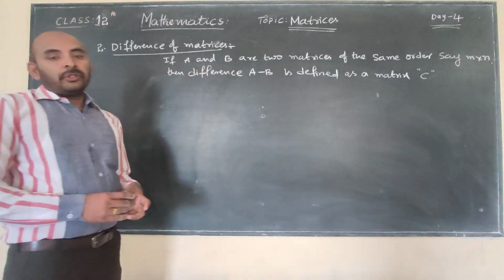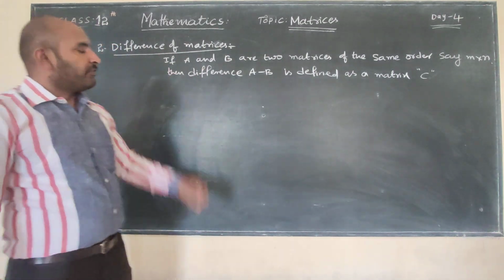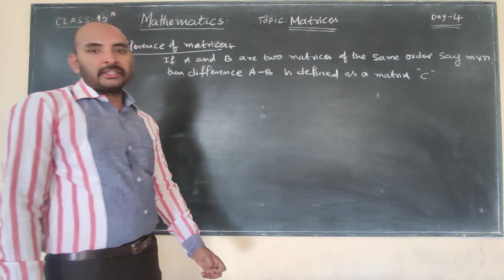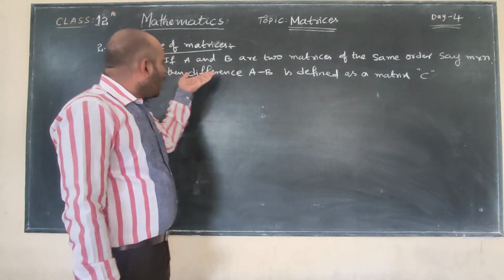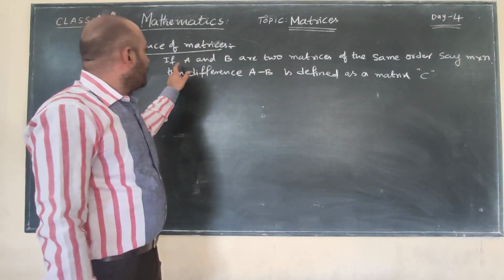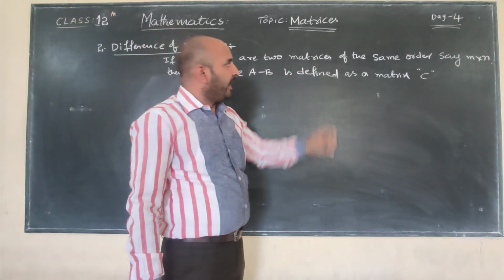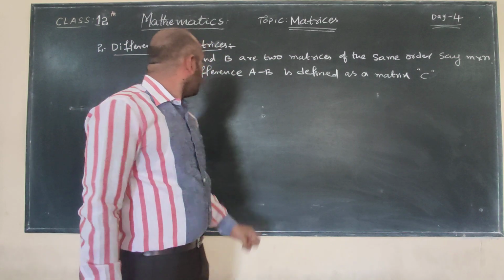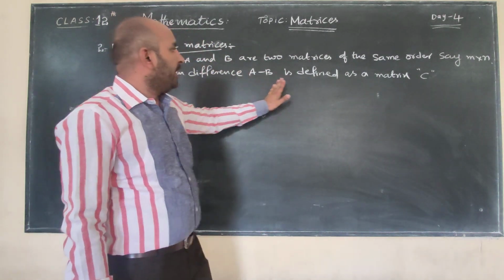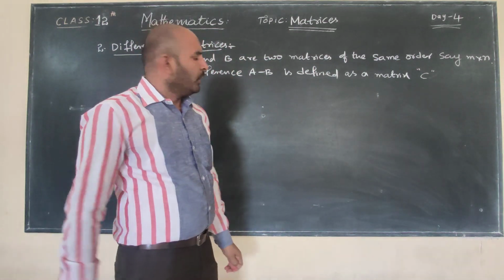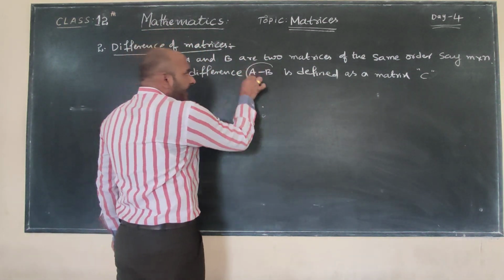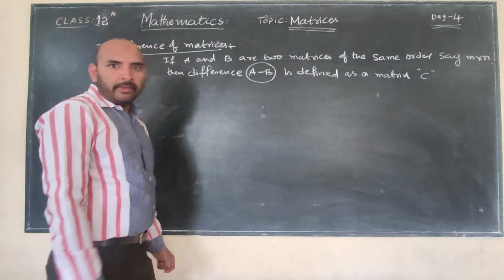So now coming to the second type, difference of matrices. Difference of matrices means it is the same as the addition of two matrices, here subtraction. If A and B are two matrices of the same order, say M cross N, then the difference A minus B is defined as a matrix C or D. It is denoted by A minus B.